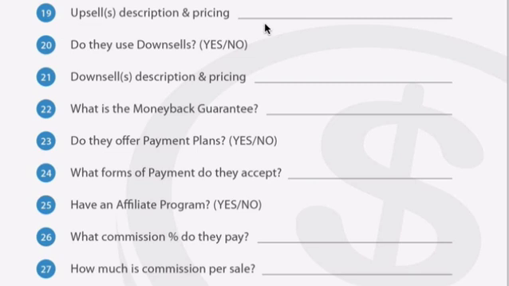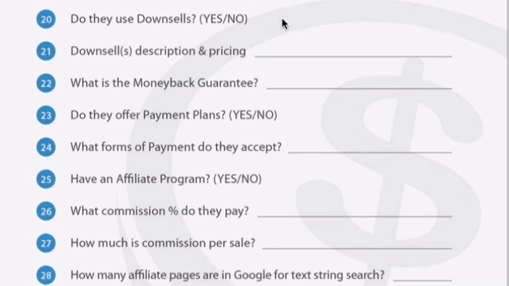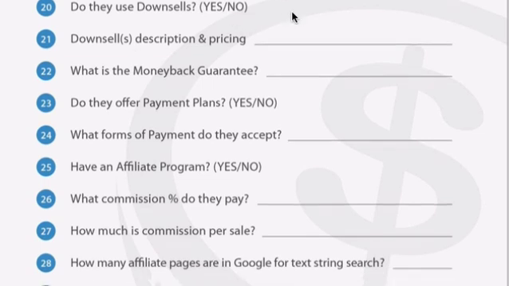And then do they use downsells? So if you reject an upsell offer, do they try to sell you something else? Do they offer a discount? Do they offer something totally different? But do they use downsells? Yes or no? And of course, what is the downsell and how much is it sold for?